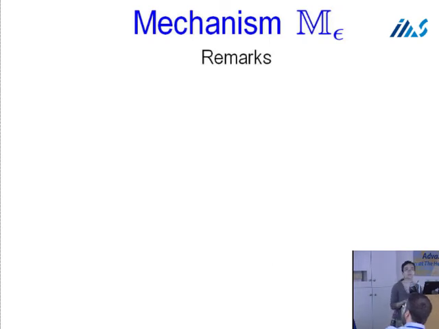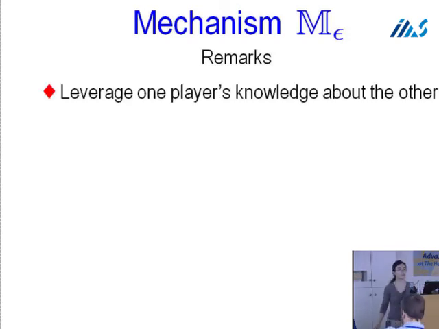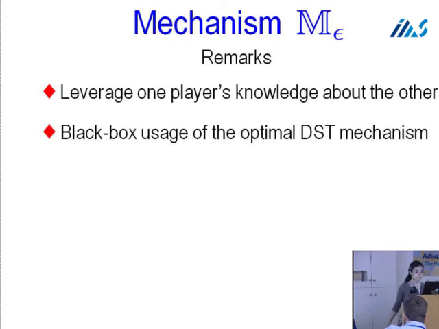Now, I'm not going to give you analysis about this mechanism because we are running out of time. But I'd like to make some crucial remarks about it. So first of all, here we are only leveraging one player's knowledge about the others. Because we leverage this player's knowledge, we cannot give him any goods. This is where this 1 minus 1 over n comes from. We are losing one player.